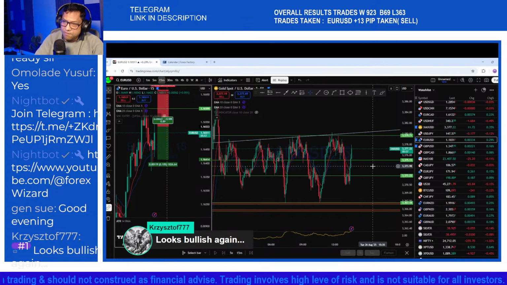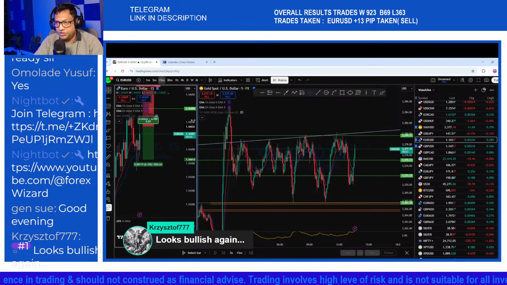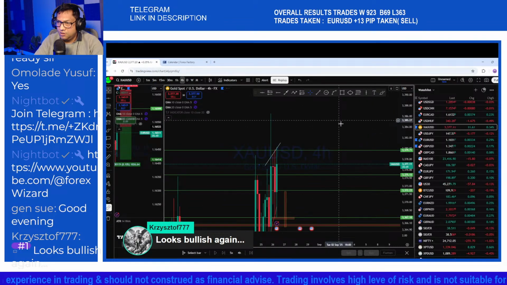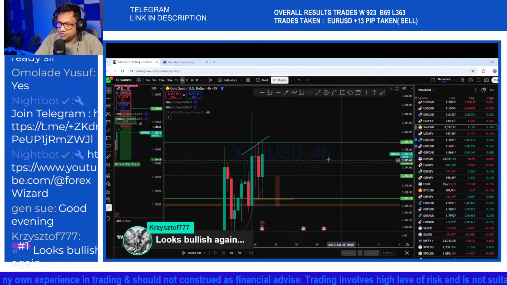Looks bullish again, but still it's not fully bullish. That means the market is still not going with a bigger trend in this market.